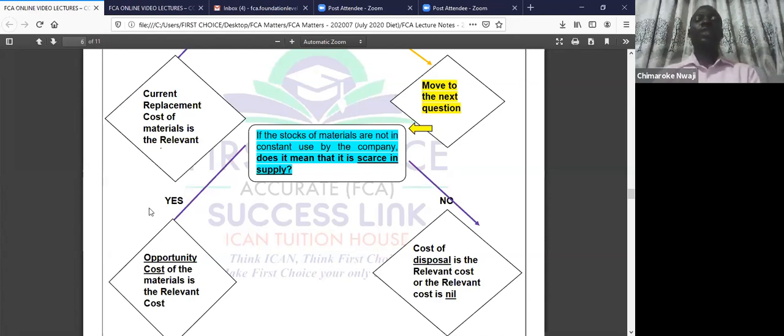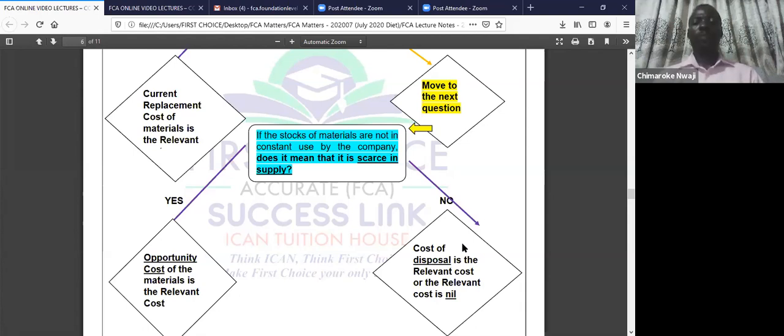Now, if it is not scarce, consider this. It is available in a store, but you don't use it constantly, and it is not scarce. If you don't use it for what you want to do with it now, you may have to dispose of it, because after some time it may expire. Or if it is toxic, you may need to spend money to dispose of it. And so your disposal cost becomes your relevant cost.